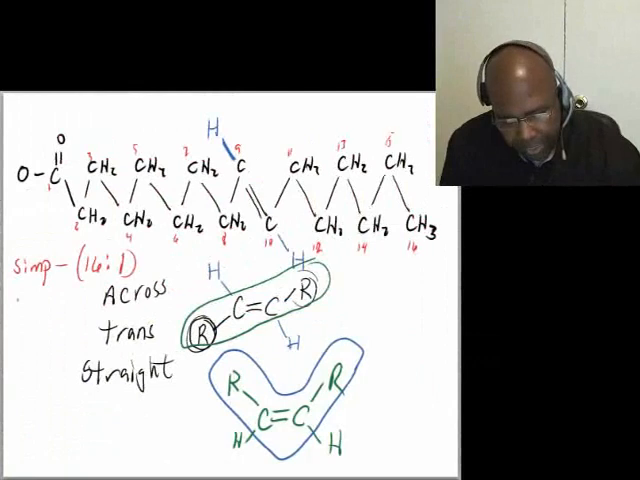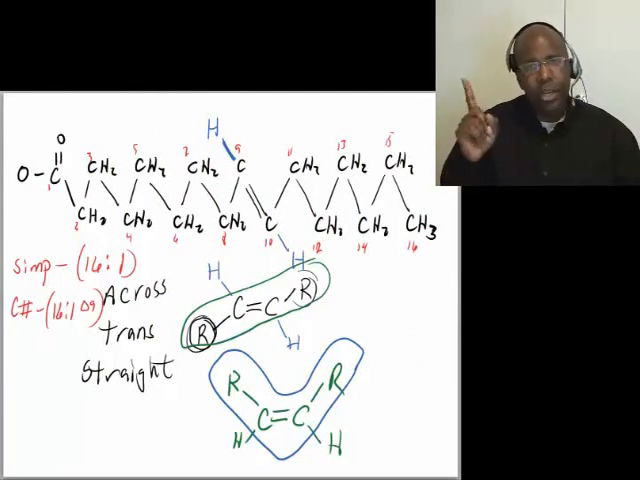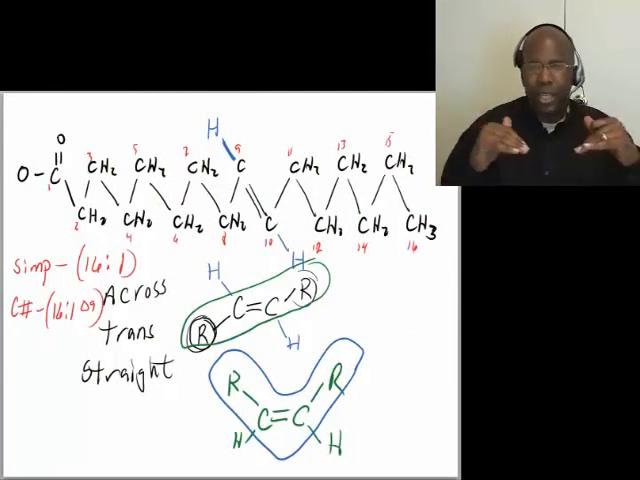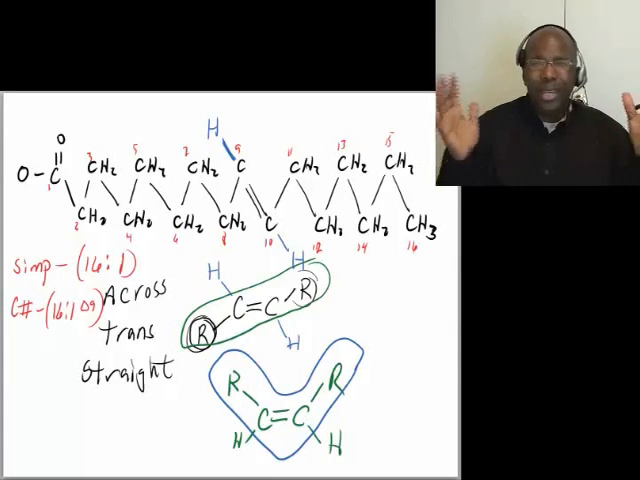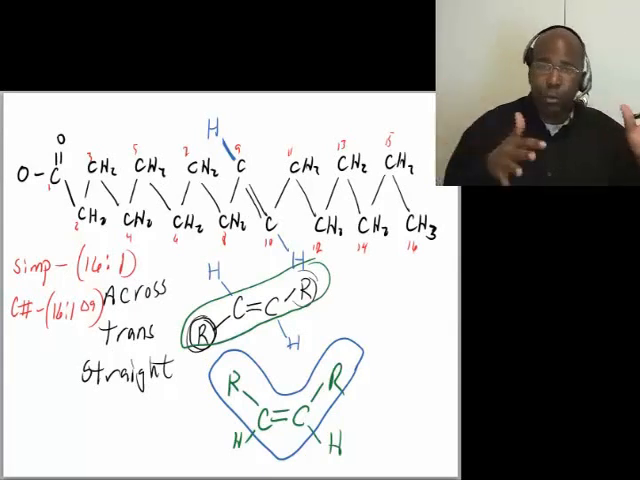The complex number name would be 16,1-delta-9. And so 16 means it's 16 carbons. 1, there's one double bond. And the delta 9, the Greek letter delta is like our D. So it's like D9. The double bond is at carbon 9.